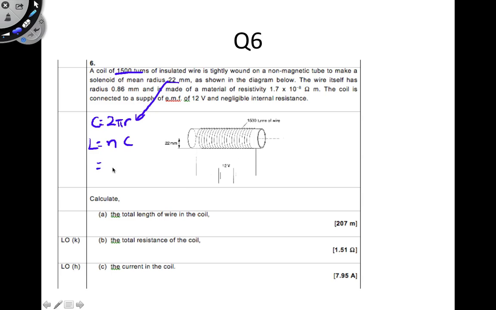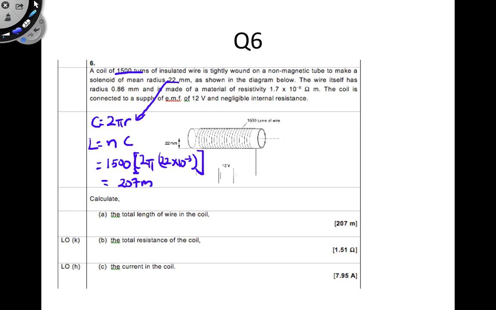To find the total length of the wire, I just need to substitute the values. So this would be 1500 multiplied by 2 pi times 22 times 10 power negative 3, in square brackets. And you should get an answer of 207 meters, which is quite long.